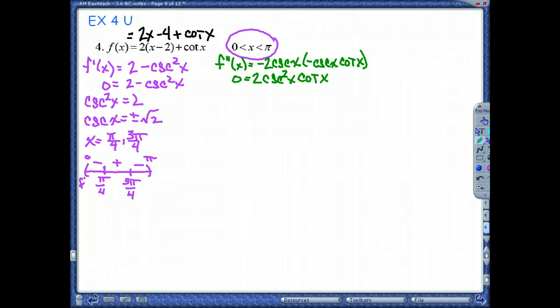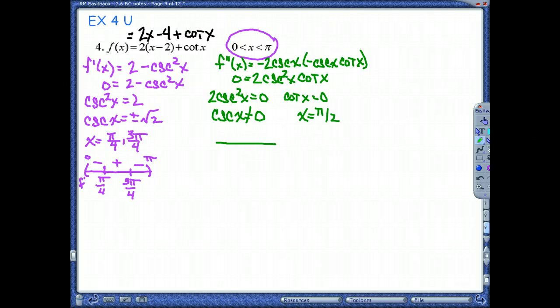When I set that equal to 0, I'm looking at where 2 cosecant squared x equals 0 and where cotangent of x equals 0. If I simplified this one, this 2 cosecant squared equals 0, I would divide by 2, square root both sides. I'm looking at where cosecant of x is equal to 0. That never happens. Cotangent is equal to 0 smack dab in between its asymptotes, which would be pi over 2. So when I'm looking at my little chart, once again, I can't go past 0 or pi. I'm at pi over 2.